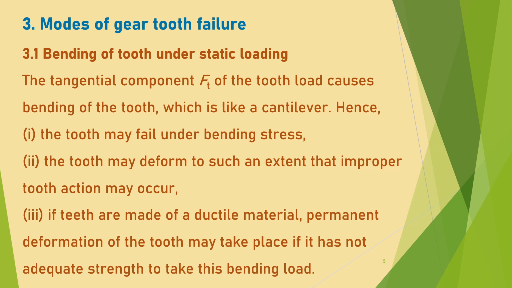The tooth may deform to such an extent that improper tooth action may occur. It is to note here that the gears are produced with good accuracy. Hence, if deformation of the tooth under load occurs, the gearing action is impaired. Then, if teeth are made of a ductile material, permanent deformation of the tooth may take place if it has not adequate strength to take this bending load.